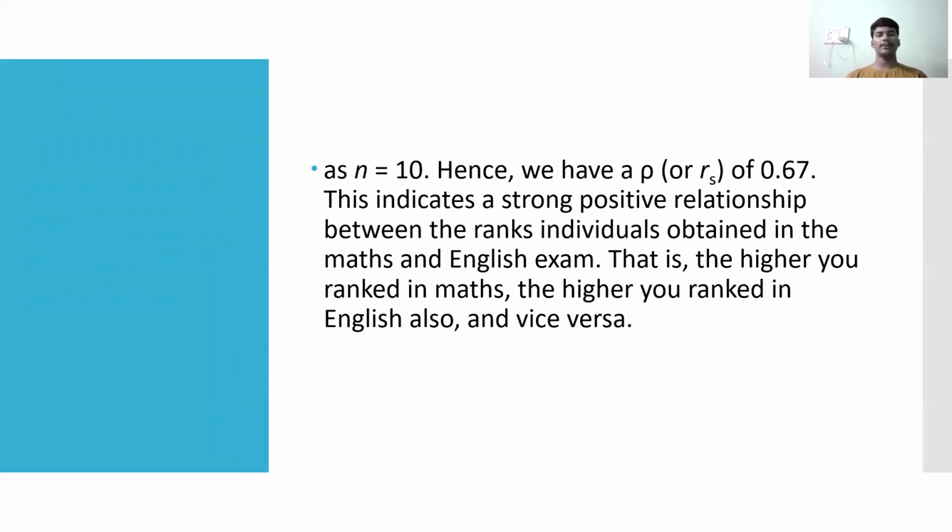This indicates a strong positive relationship between the ranks individuals obtained in the maths and English exam, means through which we can correlate two variables. This is called the main intention of the correlation concept. See, that is, the higher you ranked in maths, the higher you ranked in English also, and vice versa. There can be a chance of getting equally high or equally low, means there will be a directly proportional relation.